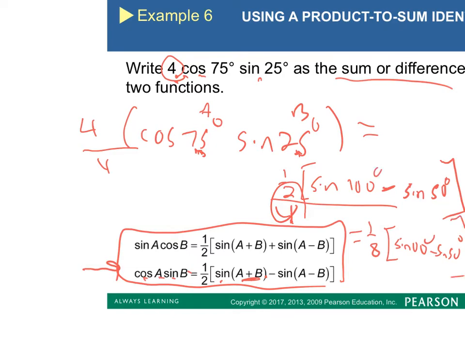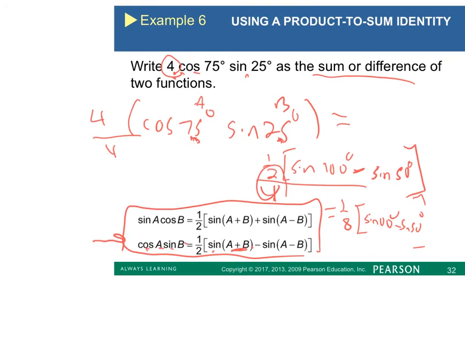Those are not special angles, so I probably won't have the answer to it in my head. I'd have to use my calculator. But if I'm going to use my calculator on this, I could have used my calculator on the original problem, couldn't I have? Let's see which ones he gives us.